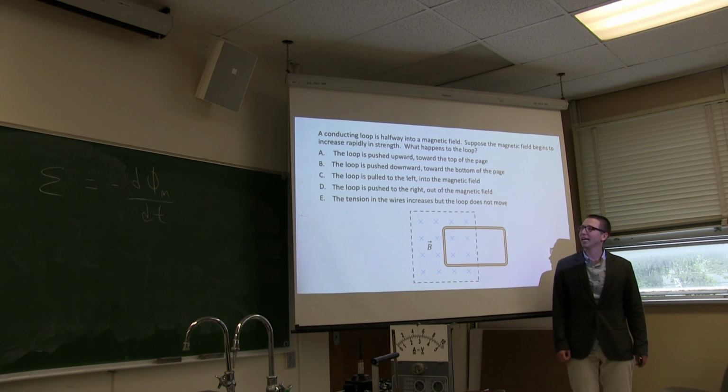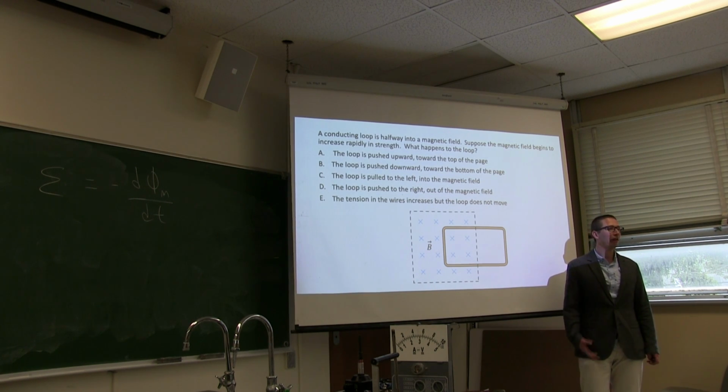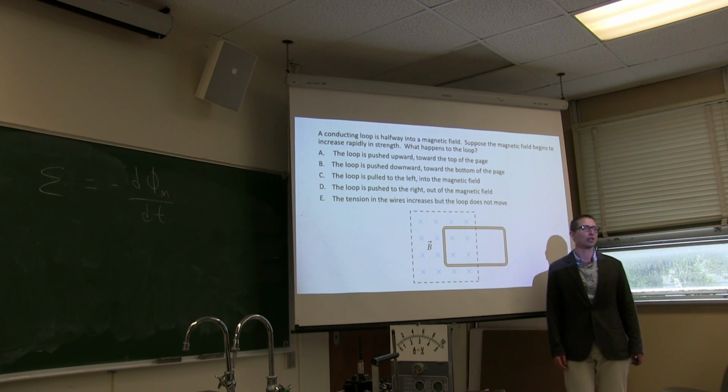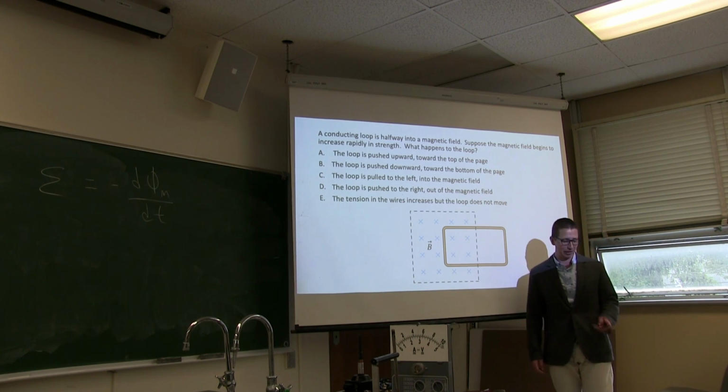I've given you five different options. Take a moment to quietly think about which of these options best describes what's going to happen to this loop as the field increases in strength into the board.